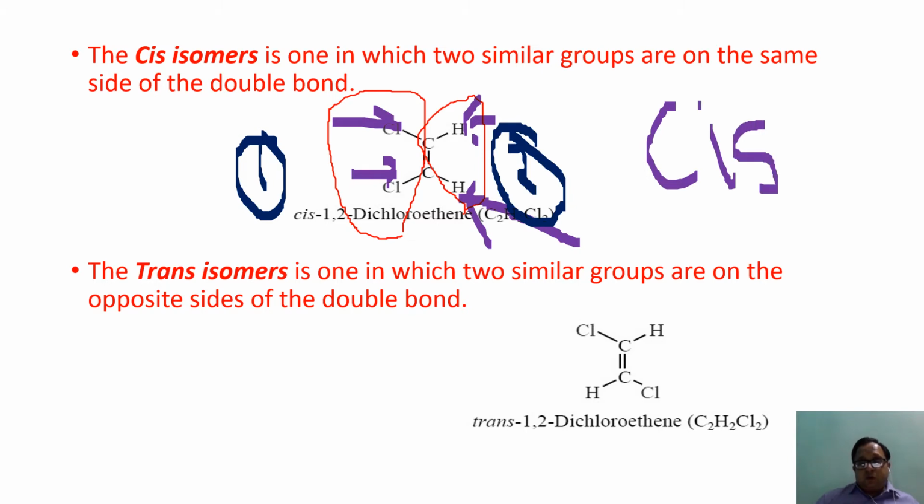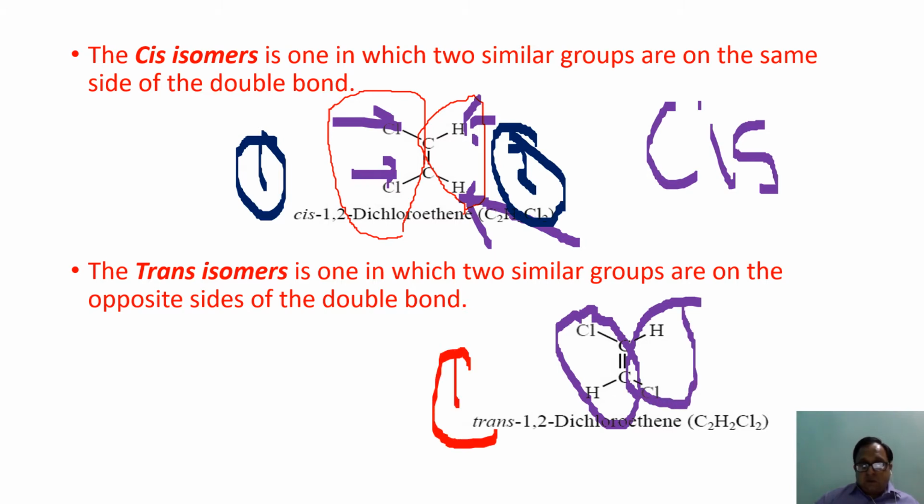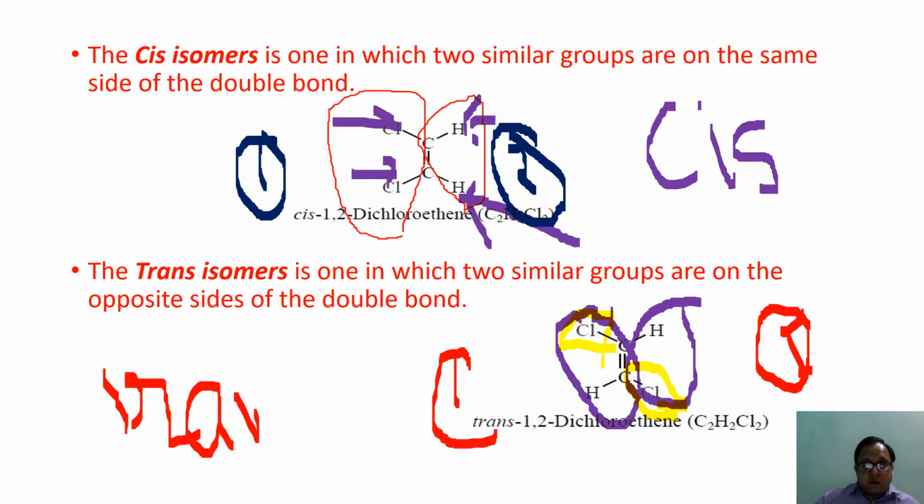But if you look at this example, let's do it in the same manner. This is side 1, this is side 2. See, one chlorine atom is present on side 1 and another chlorine atom is present on side 2. One hydrogen atom is present on side 1, another hydrogen atom is present on side 2. If such a type of arrangement is observed, it is called trans isomerism.